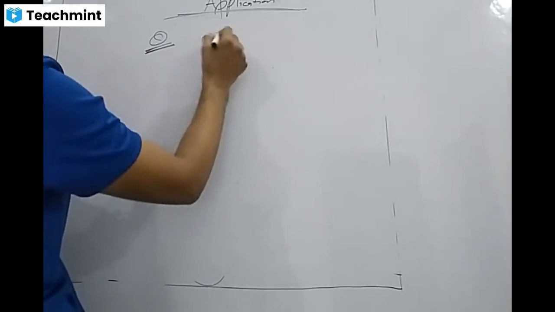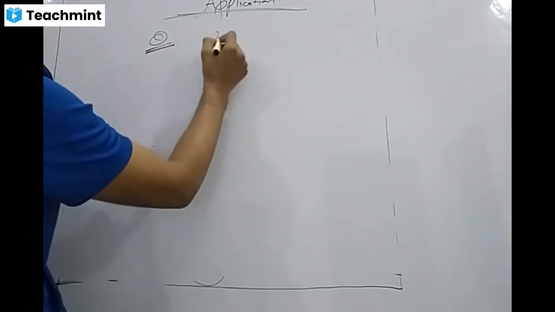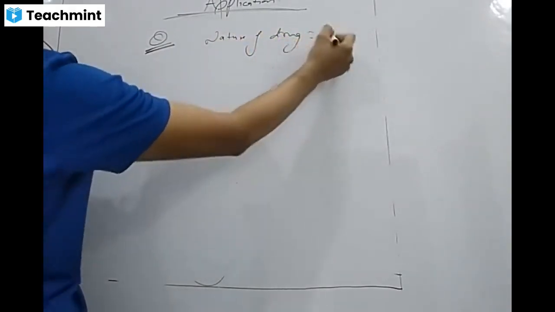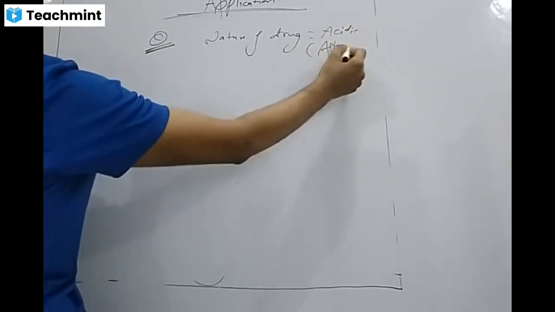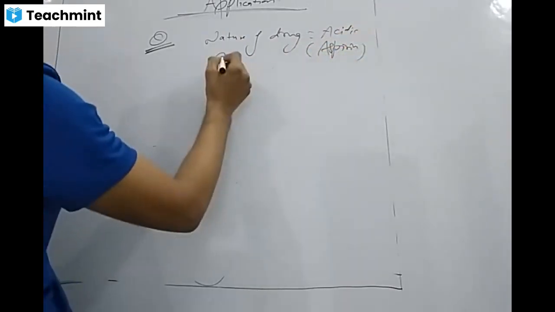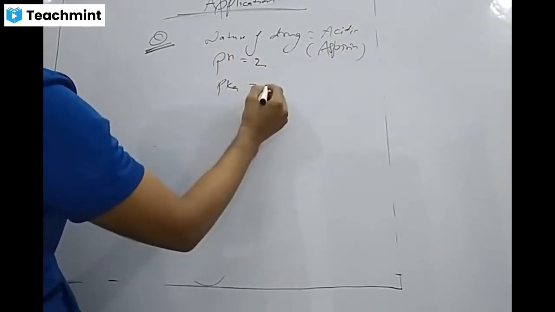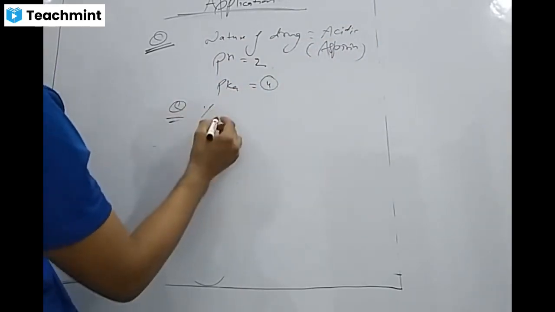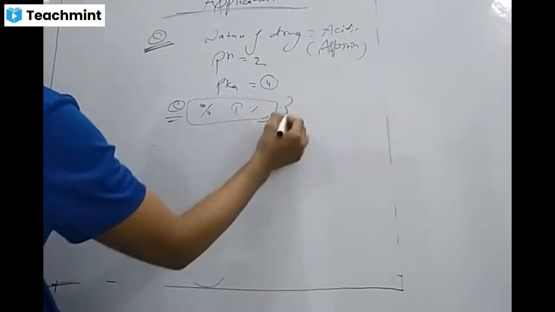Suppose pH is 2, nature of drug is acidic. For example, aspirin is the drug. Okay, and the pH is 2 and pKa equal to 4. And my question is, what percent of your drug is ionized? What percent?